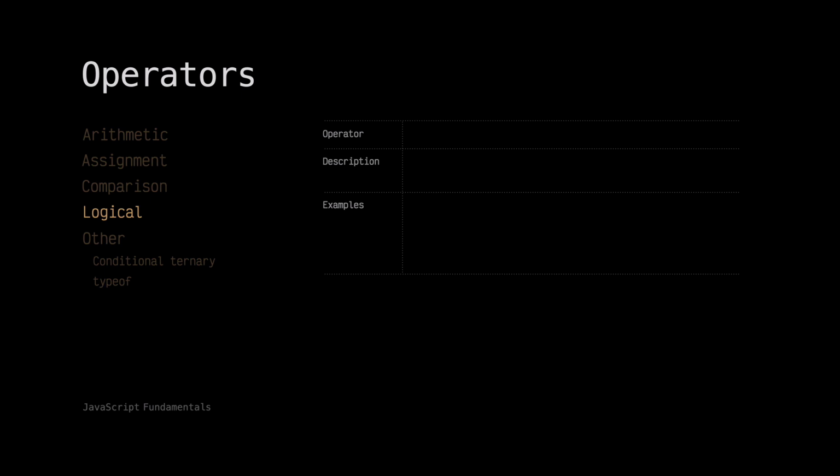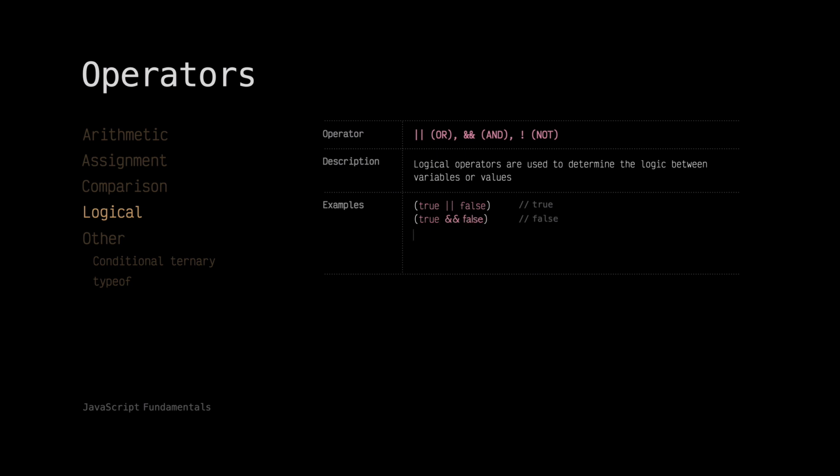Logical operators. There are three logical operators in JavaScript: logical and, logical or, logical not. All three are used to determine the logic between variables or values.